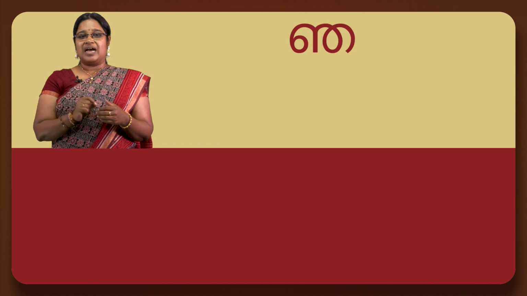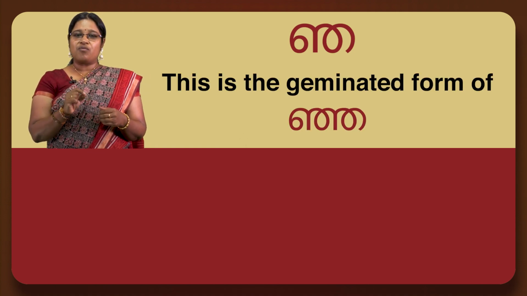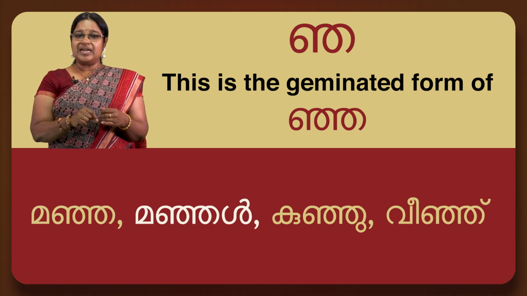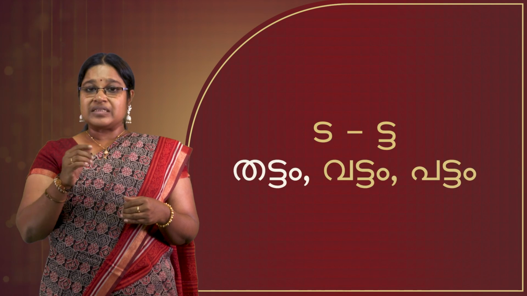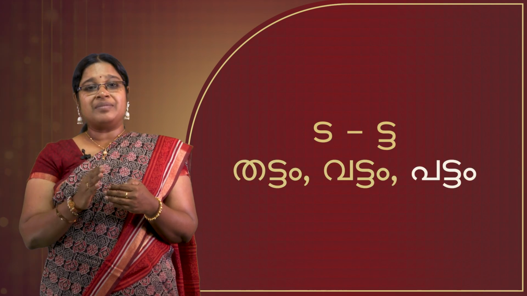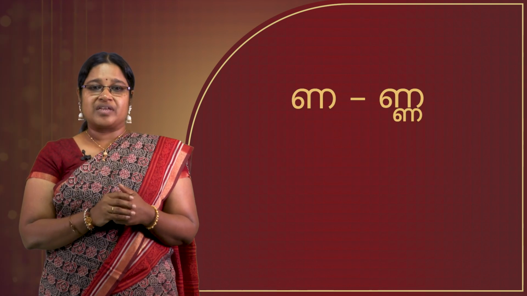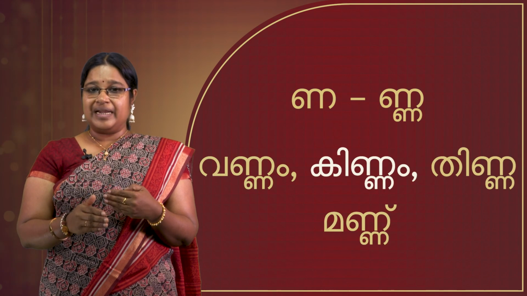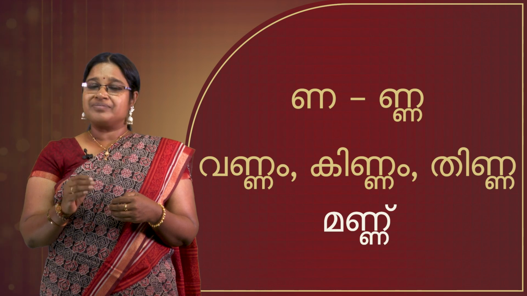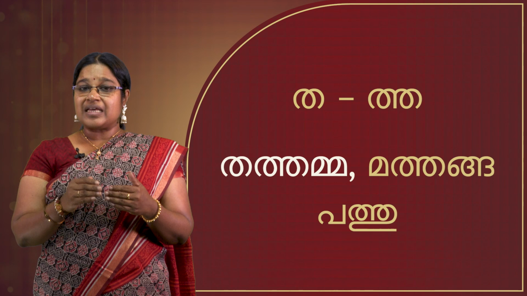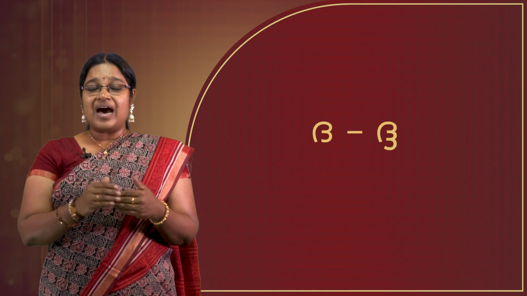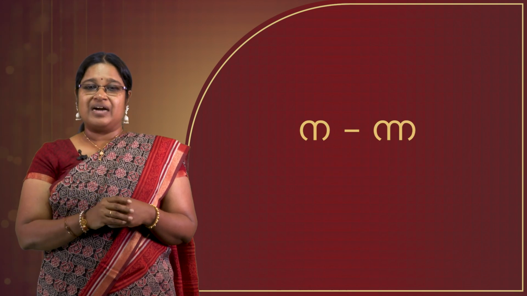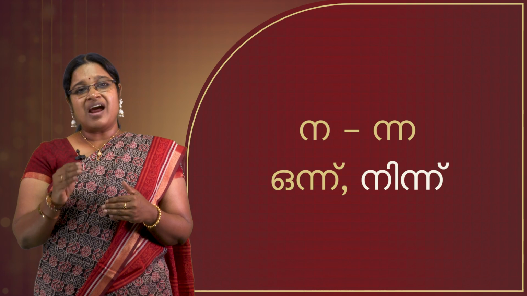Next letter is nya. This is the geminated form of nya. Manya, manjal, kunya, vinya are the example words. Next letter ta. Geminated form is tta. Tattam, vattam, pattam are the examples. Next na. Example words are vannam, kinnam, tinna, manna, etc. Next ta. Tattamma, mattanga, patta are the words. Next da. Maddalam. Next na. Onna, ninna, etc. are the words.